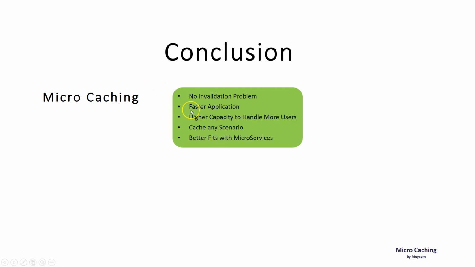So in microcaching, you have a faster application. You saw that when we ran the load testing for the same configuration, but with introducing the cache, we got much better results and a much more consistent system. And also you have the higher capacity to handle more users. You saw that the capacity has grown from 50, 60 to 90, and I didn't run it with more users. I can do that, and definitely we will have higher capacity.